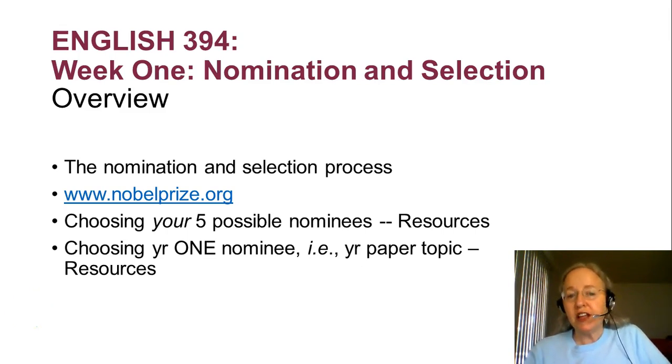The nomination and selection process for the Swedish Academy, which chooses each year's Nobel laureate in literature, is very clearly determined on the nobelprize.org website. We're going to walk through some aspects of that website. You're going to choose your 5 possible nominees. I'll show you some resources that you can look at to do that. And this will give you, I think, some ideas about how to choose your one nominee.